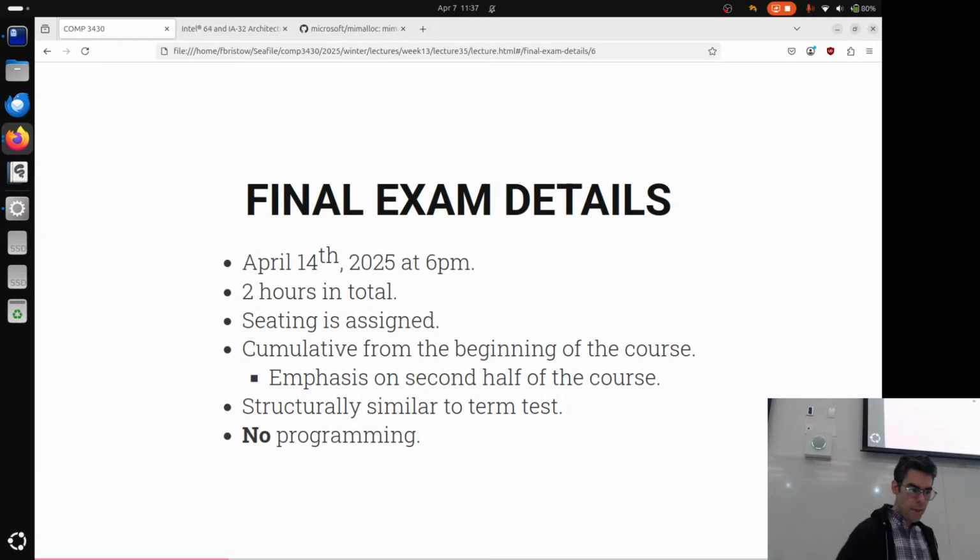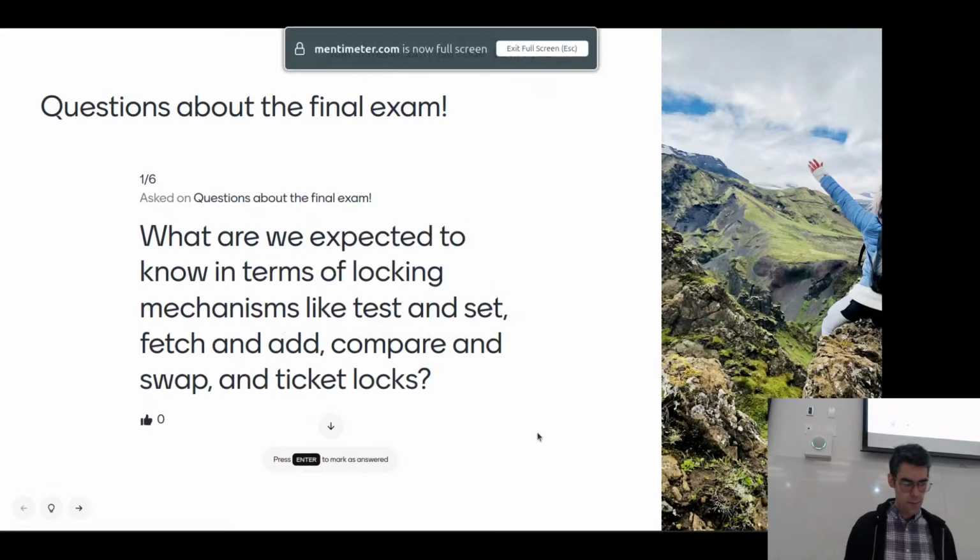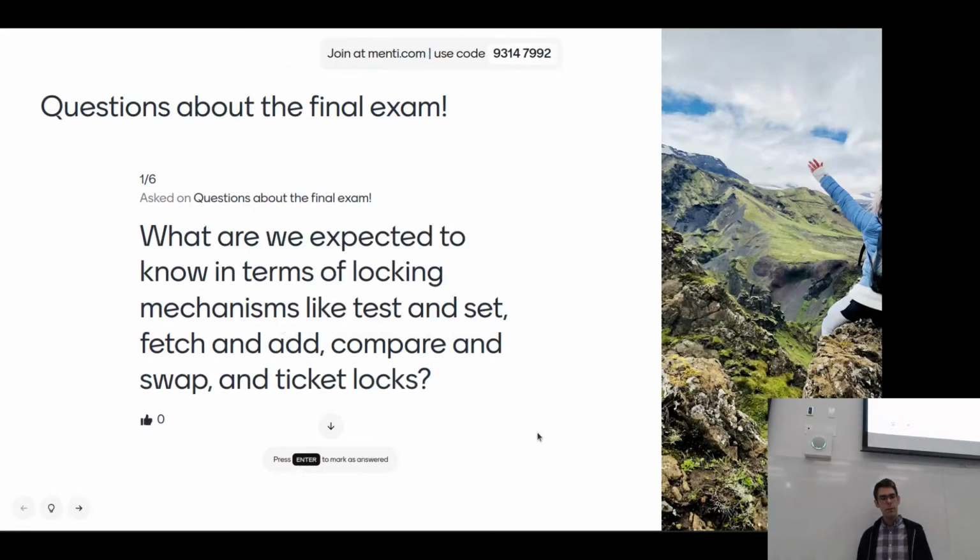I'm going to pop over to my Mentimeter now, but again, I will be happy to answer any verbal questions that you might have. So the first question I've got here is, what are we expecting to know in terms of locking mechanisms like test and set, fetch and add, compare and swap, and ticket locks?